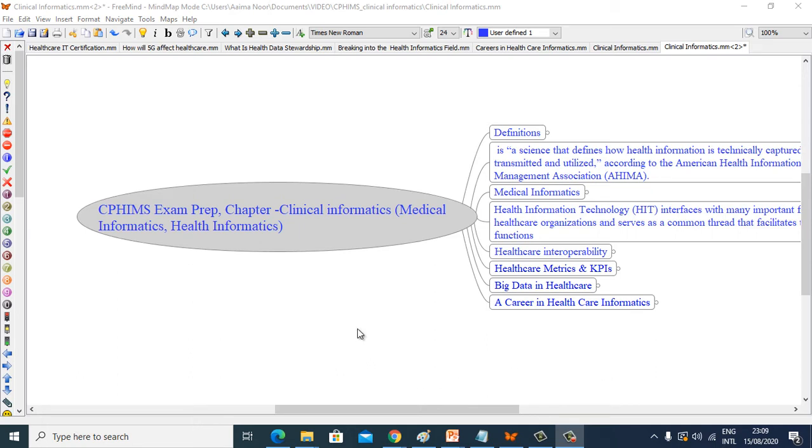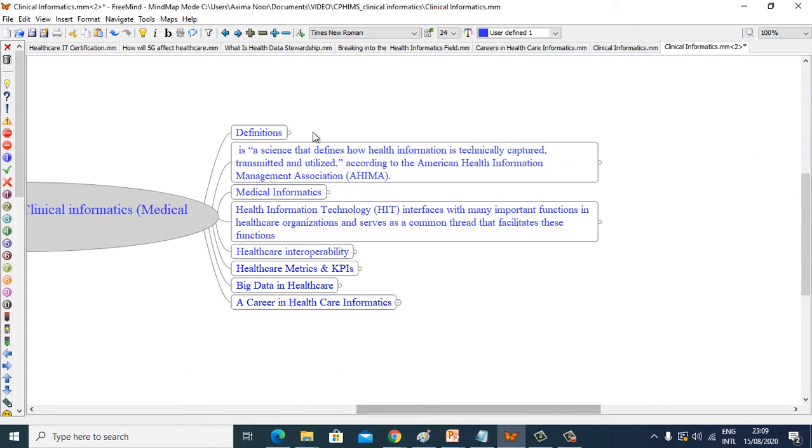Clinical Informatics, also known as Medical Informatics or Health Informatics. First, we'll see some definitions.